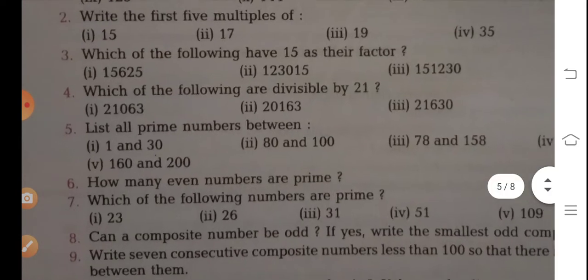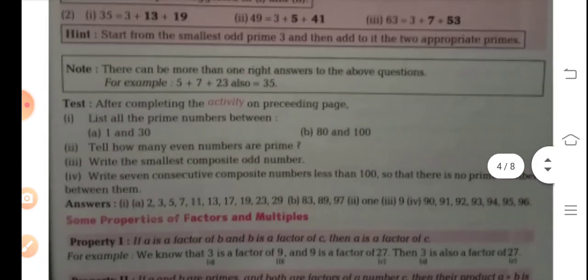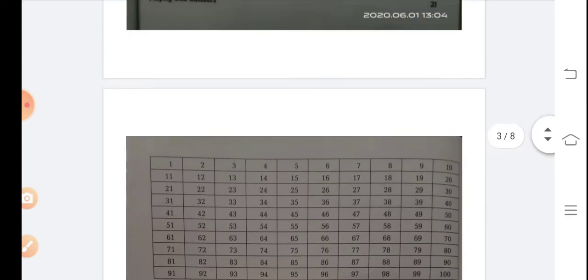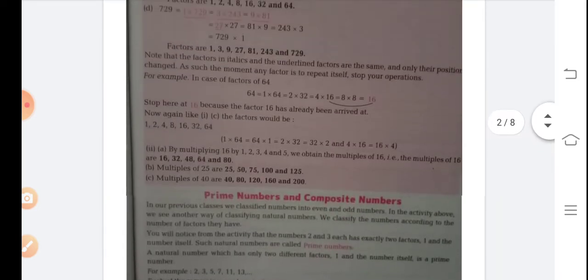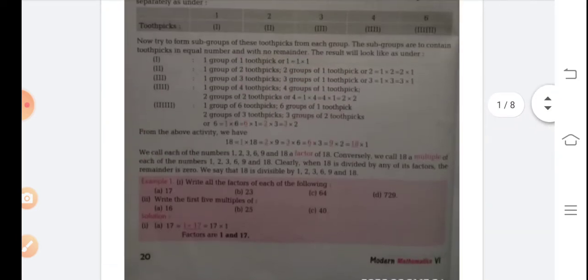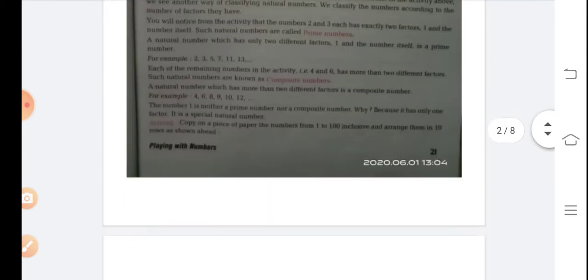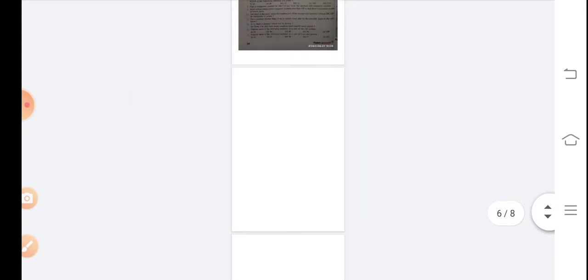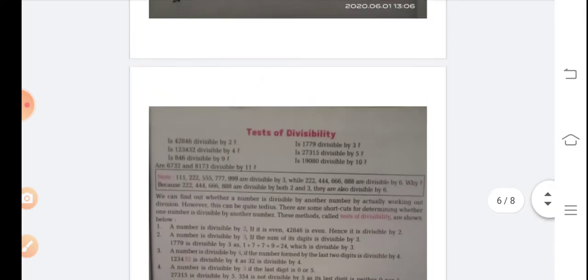Next, question 4: which of the following are divisible by 20? Before that, I suggest you remember the divisibility tests. If you do not remember the divisibility tests, then you cannot complete the question.